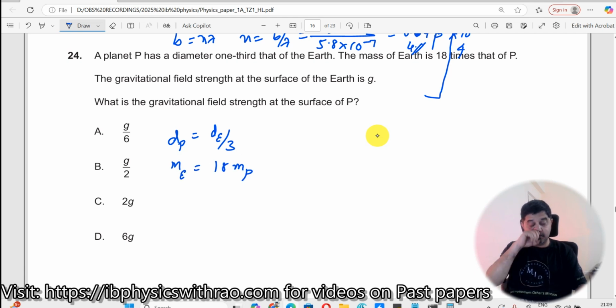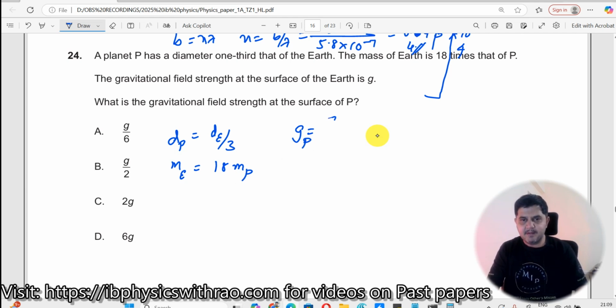See, whenever questions and statements are given, always mention the values. Really write down. The gravitational field strength of Earth is given as g, and what is the gravitational field strength at the surface of the planet? So it is asking you to find out the value of Gp. How do you calculate? Simple problem. Nothing but G times mp divided by rp squared. That's what you need to know, right?